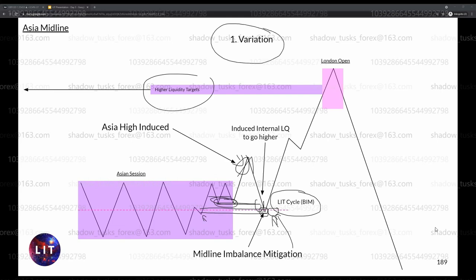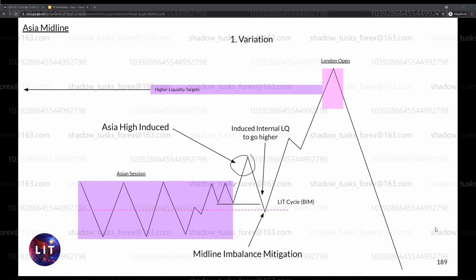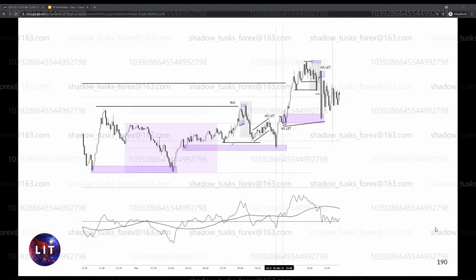So variation number 1 is where they induce out of Asia first, and then they come back with the liquidity and tap into the Asia midline after that, and then continue higher. That's variation 1. Okay, so it looks like this. As you see, we have a break of structure in here, also minor inducement, right? So we're channeling upwards, right?